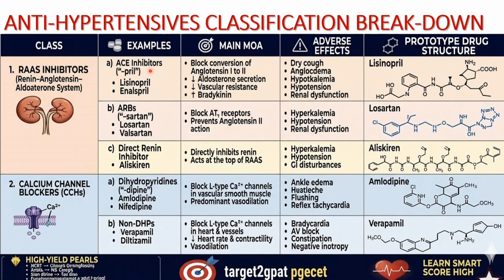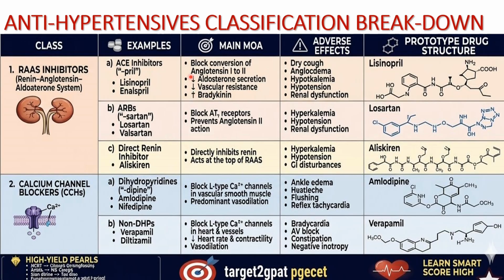And in case of ACE inhibitors, lisinopril, anything which ends with pril, generally when we talk about antihypertensives, it will be the ACE inhibitors. And as we already discussed previously, the main mechanism of action involved here is that the conversion of angiotensin 1 to angiotensin 2 is being blocked, because of which it exhibits its antihypertensive activity. Along with that, it causes a decrease in aldosterone secretion and a decrease in vascular resistance. All this happens because the ACE is inhibited.